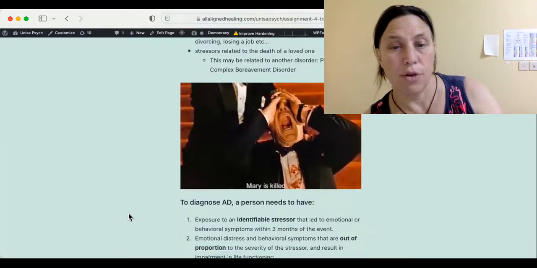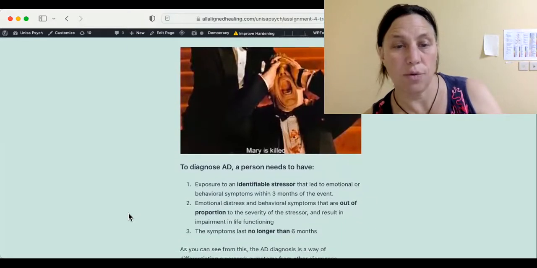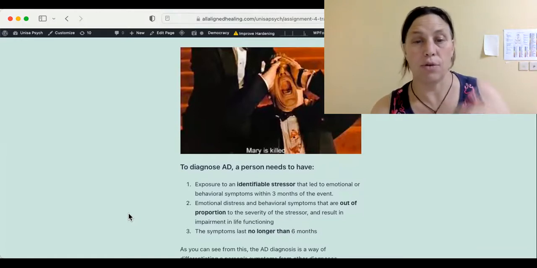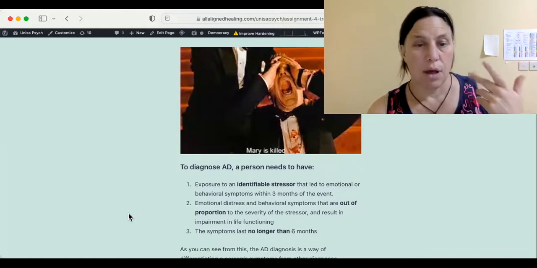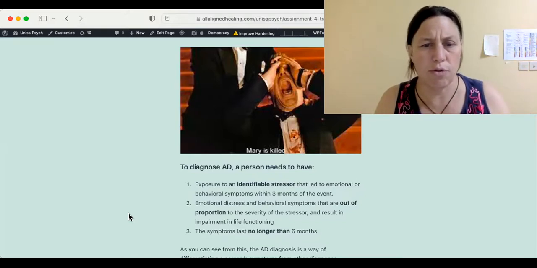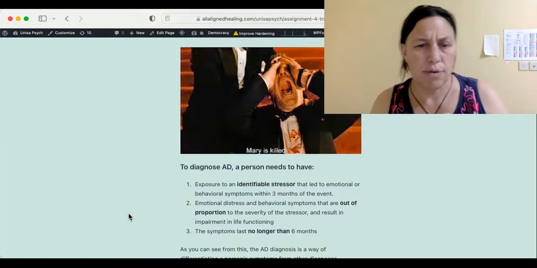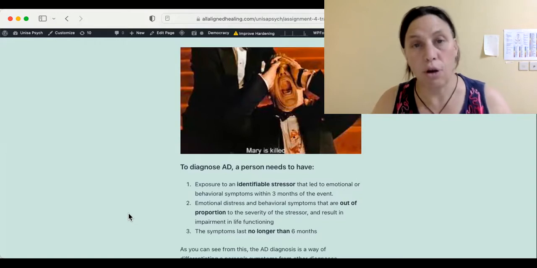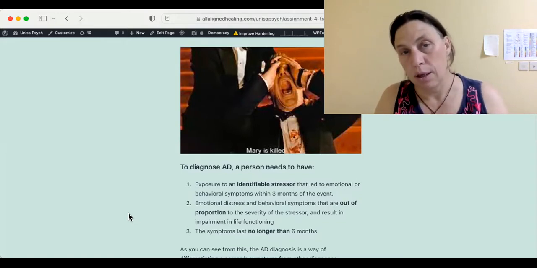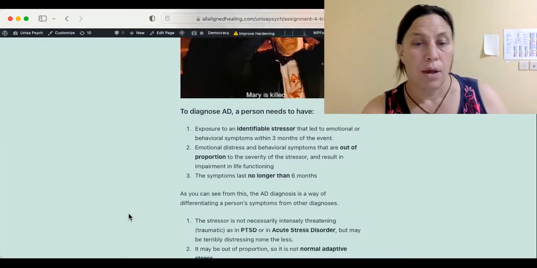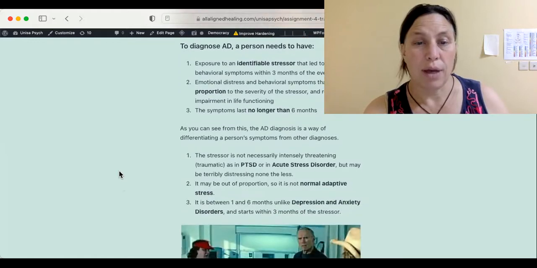Okay, so to diagnose adjustment disorder, a person needs 1. Exposure to an identifiable stressor that caused the emotional behavioral symptoms within 3 months of the event, a so-called out of proportion response to the severity of the stressor that results in impairment and distress. And the symptoms last no longer than 6 months. If they last longer, you have to have a different diagnosis. Okay. So it can be differentiated from other diagnoses.